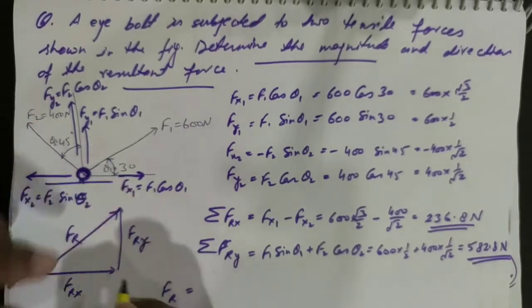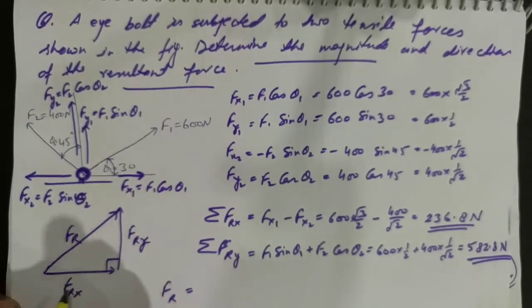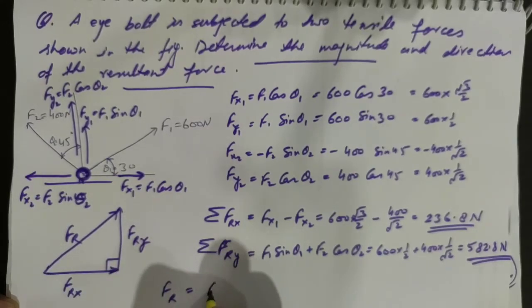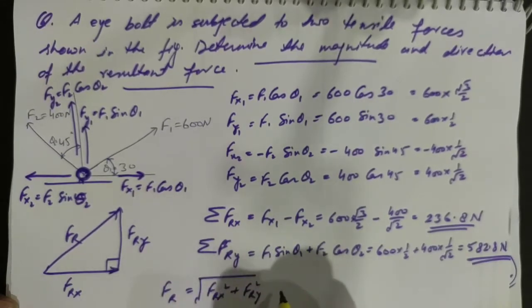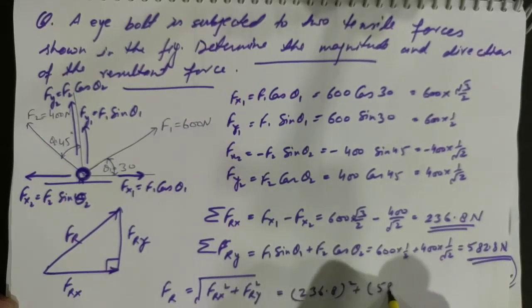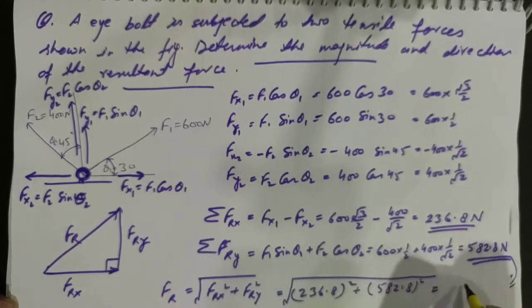So the square of this plus this, it is a right angle, so Frx square plus Fry square, add together and take the square root of this. Then we get 236.8 square plus 582.8 square, square root of this, then we will get 629 Newton.